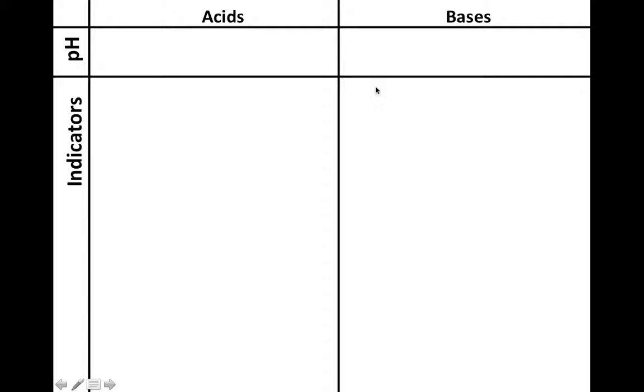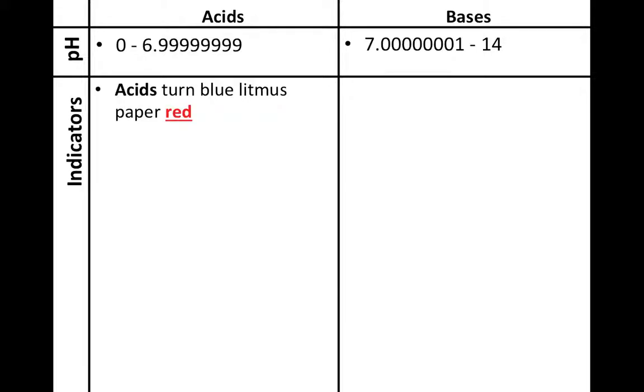So let's take a look at our pH levels. Now pH, you should know, is a measure of hydrogen ions, and we're going to talk about pH in more detail, but just as general knowledge, acids have a pH of 0 to 6.99999, and bases have a range of 7.000001 to 14.